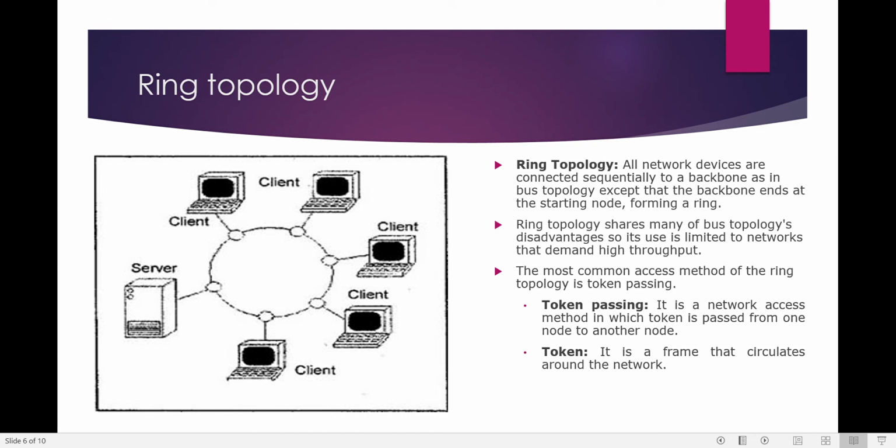Now the most common access method of ring topology is token passing. So token passing is basically a network access method in which there will be one token and it will be passed from one node to another node. So token again is kind of a frame which will be circulating around the network.